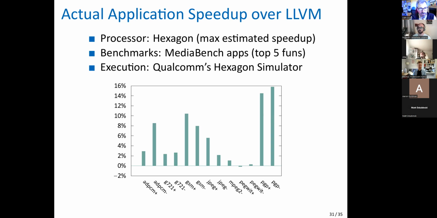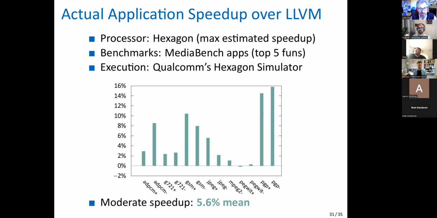Whole programs, right? Where we pick the 5 hottest functions. So we are not compiling everything with our approach, only the 5 hottest functions. Those are decent speedups, and on average, almost 6%.